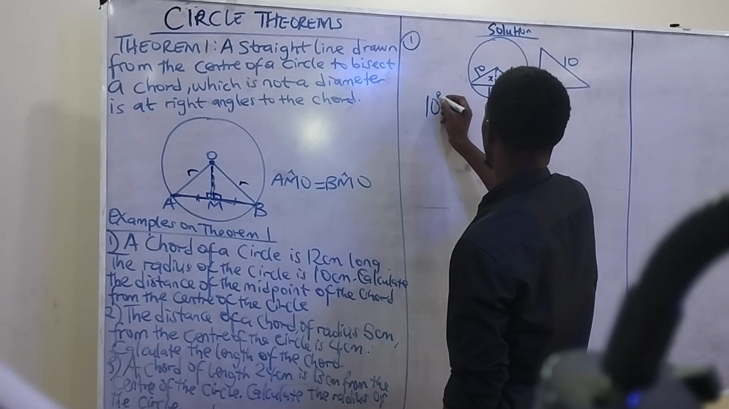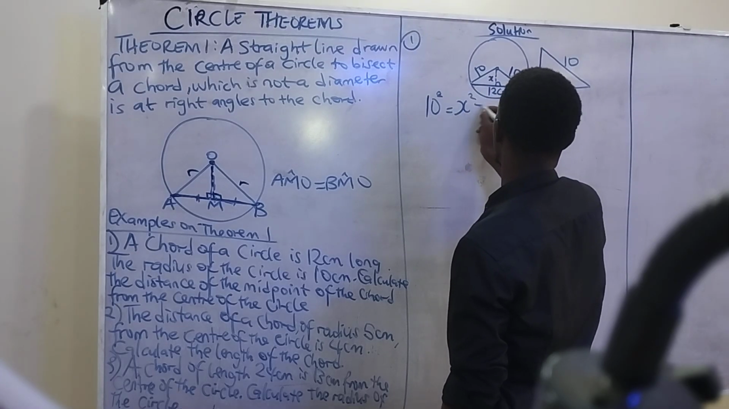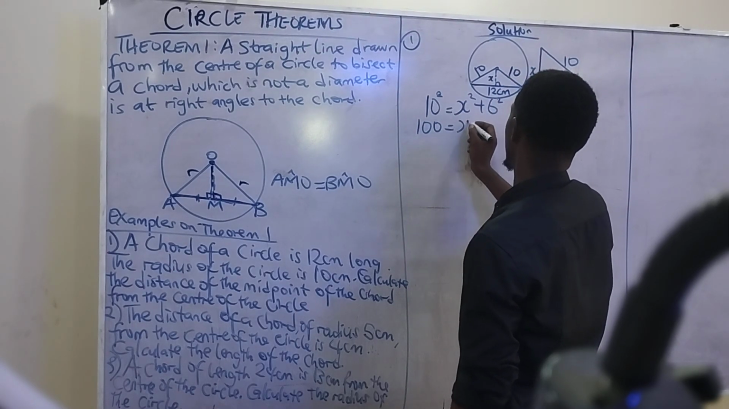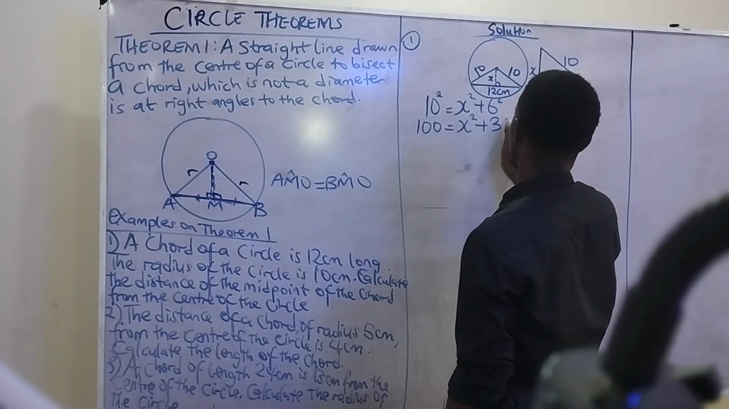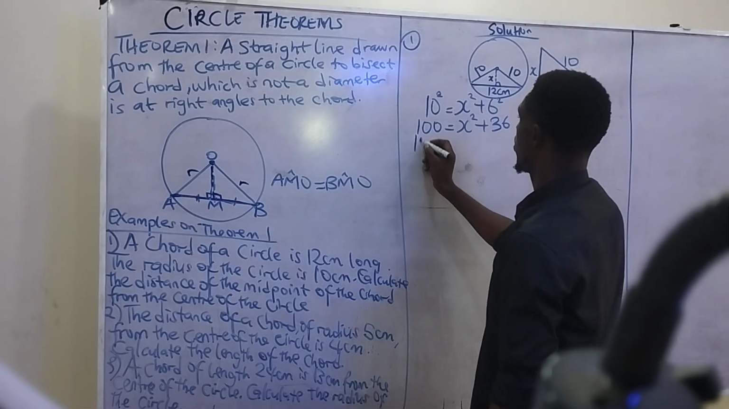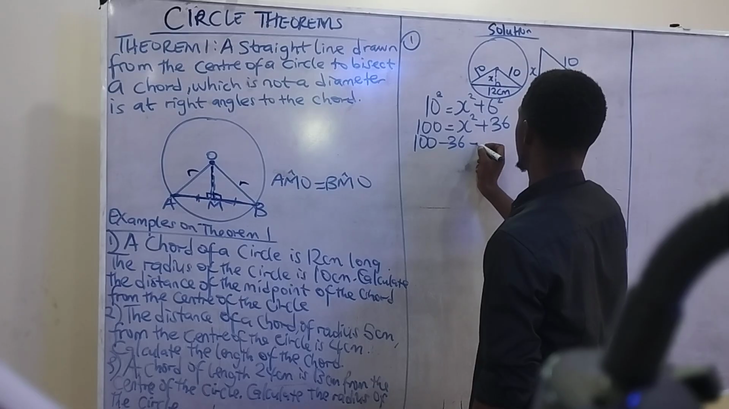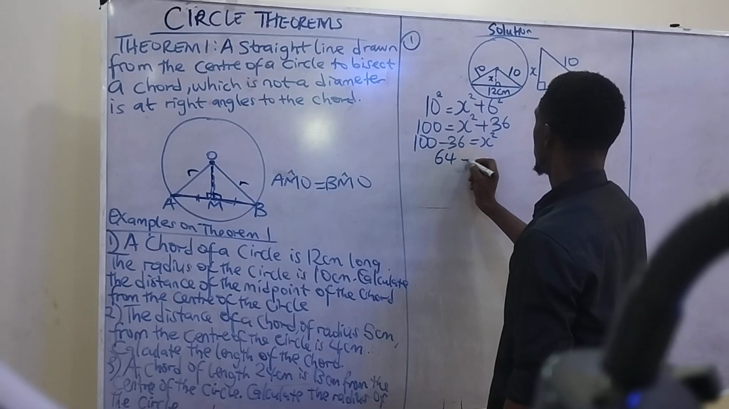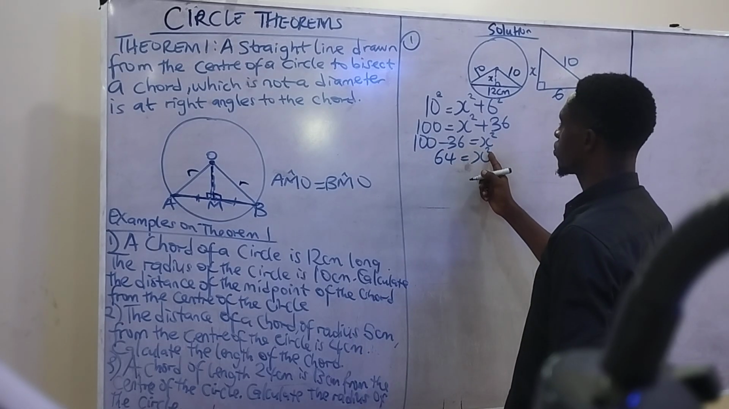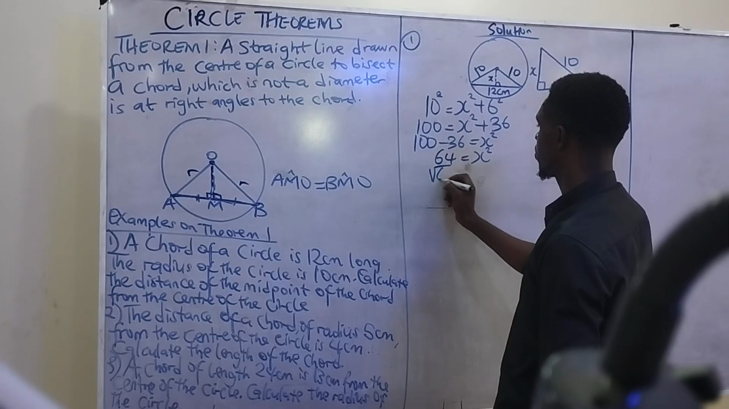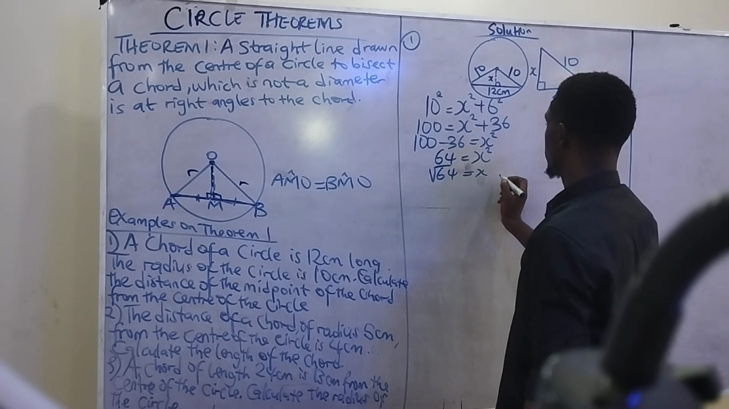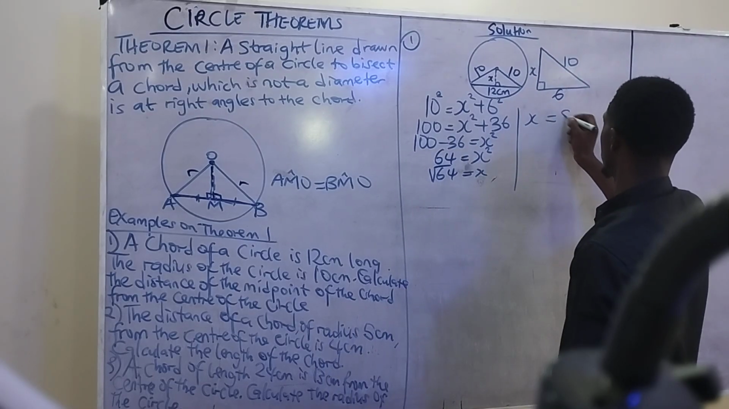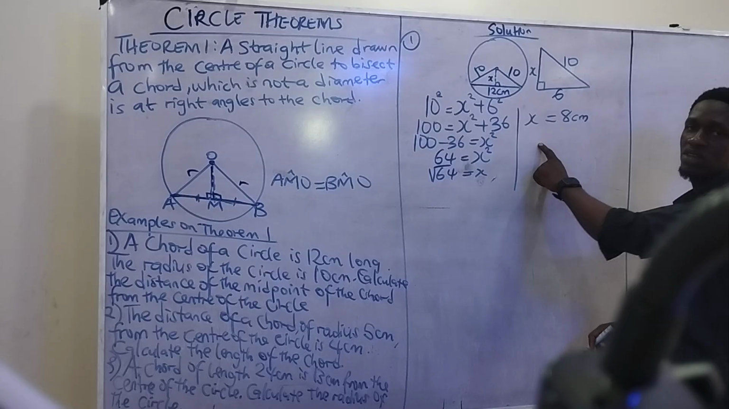We have 10 squared is equal to x squared plus 6 squared. 10 squared is 100, equal to x squared plus 6 squared, which is 36. You collect like terms. 100 minus 36 is equal to x squared. So 100 minus 36 will give us 64, equal to x squared. When the square goes here, it's the square root. So the square root of 64 will give us 8. Therefore, our x is equal to 8 cm. And that is the answer.